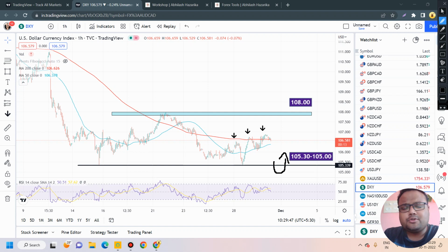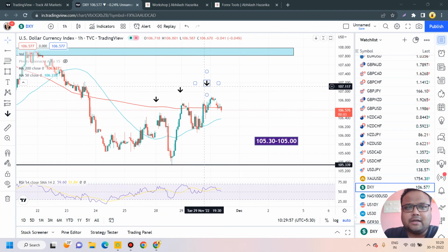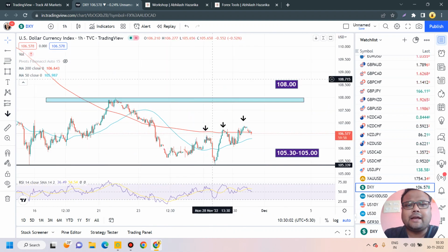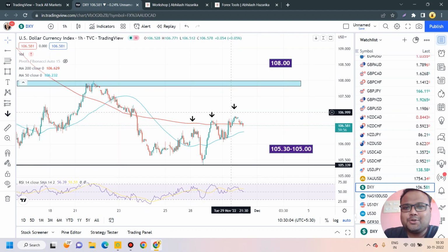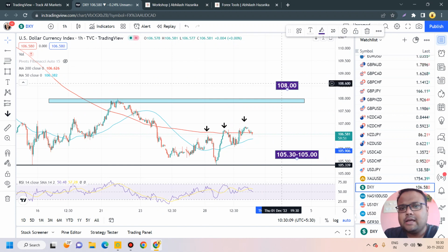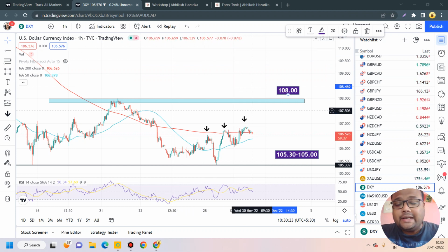105 is a very crucial support for DXY, because if DXY breaks the 105 level, then things will change drastically. As you can see, right now DXY is trying to recover, but there is not much crazy buying going on. To be honest, I'm not getting a good vibe. Two important levels for DXY are 105.30, 105 as support and 108 as resistance. We have NFP coming up, so the market may show some extreme volatility during the NFP, but before that, I think the market will stay within this range only.